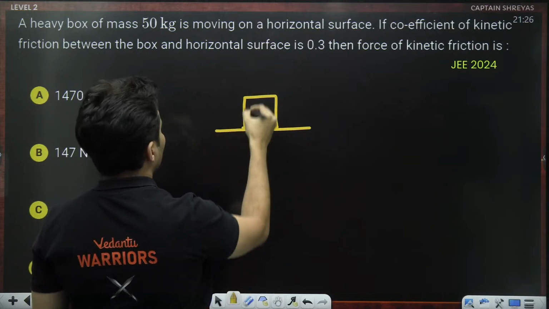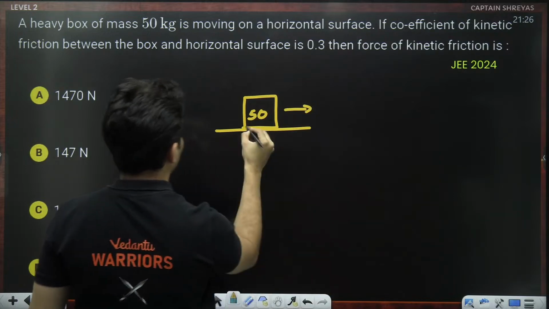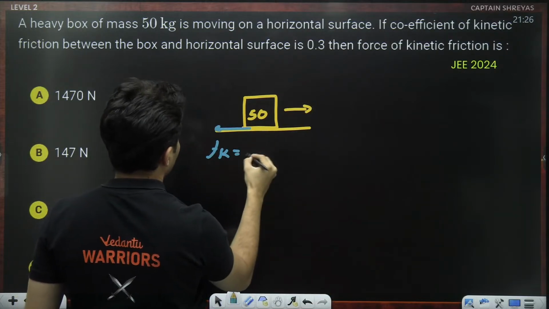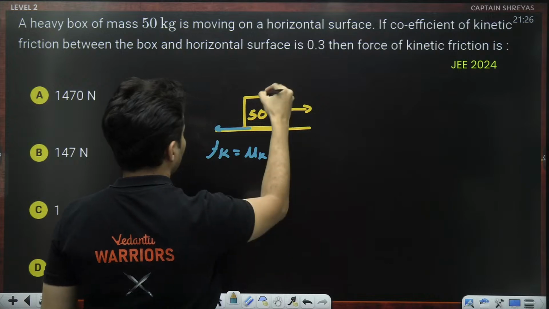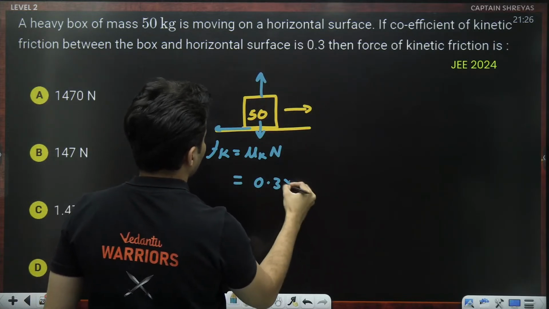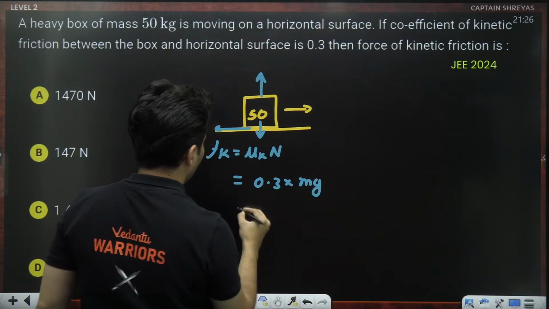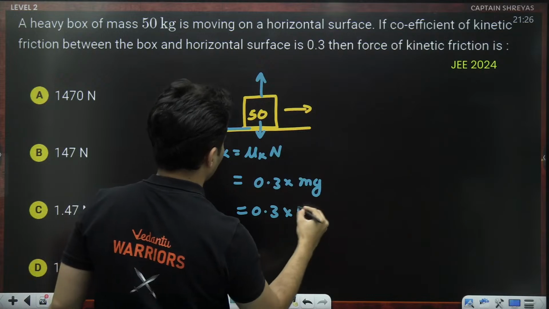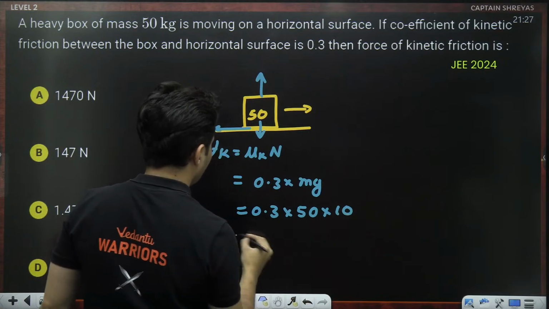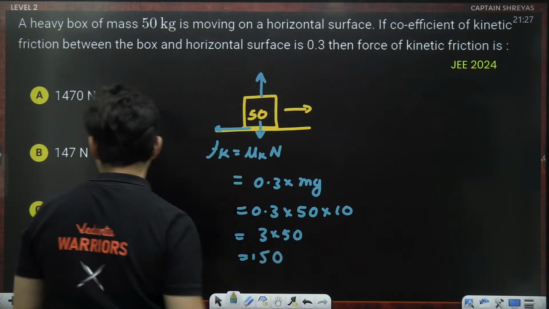A 50 kg box is moving, and there is kinetic friction. Kinetic friction is basically mu k into N. The normal force will be mg, and mu k is 0.3. This normal will be basically m into g. And what is that mass? Mass is 50, g is basically 10, so it will be 0.3 into 50 into 10, which is 150 Newton.